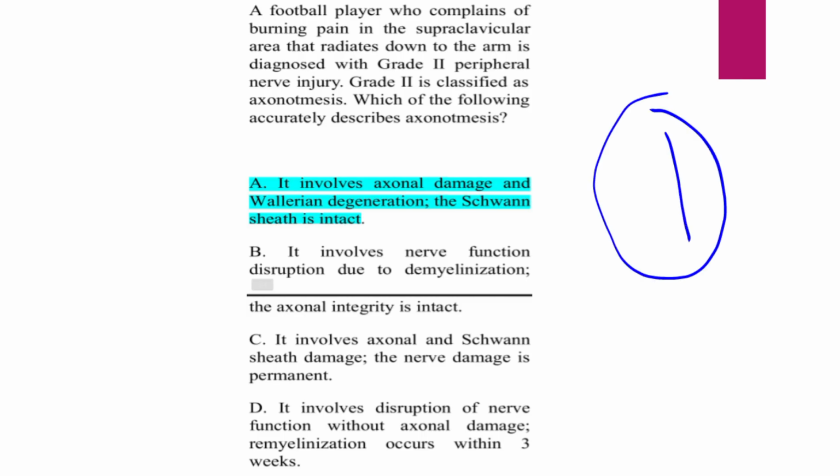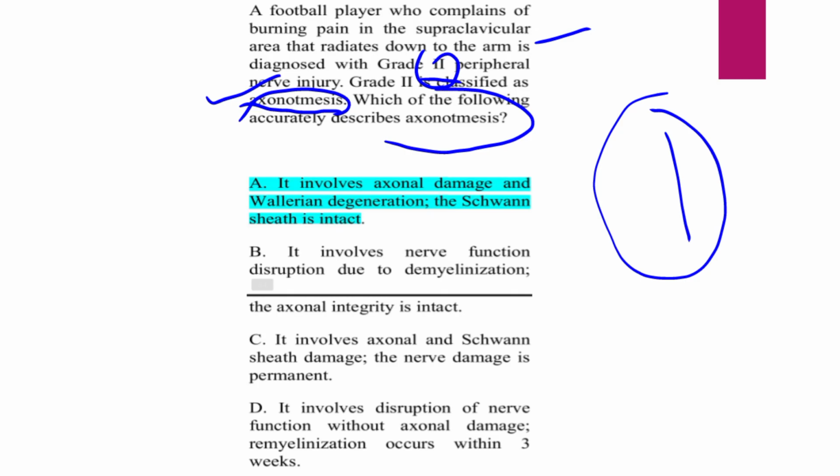MCQ number 1. A football player who complained of burning pain in the supraclavicular area that radiates down to the arm is diagnosed with a grade 2 peripheral nerve injury. Remember this: grade 2 is classified as axonotmesis. Which of the following accurately describes axonotmesis?